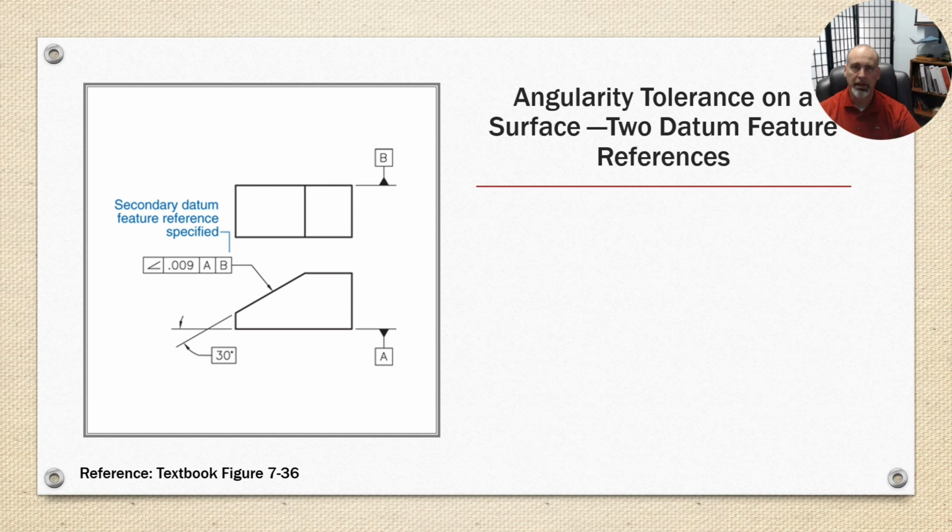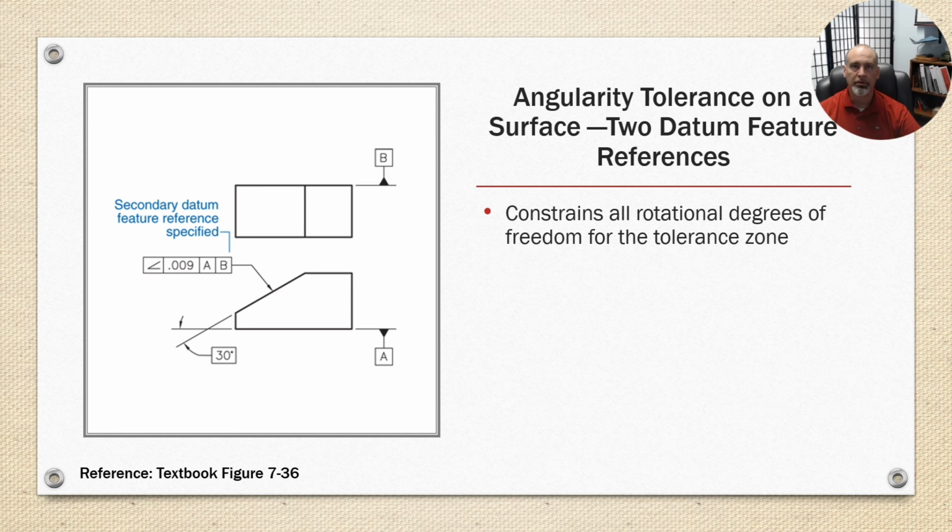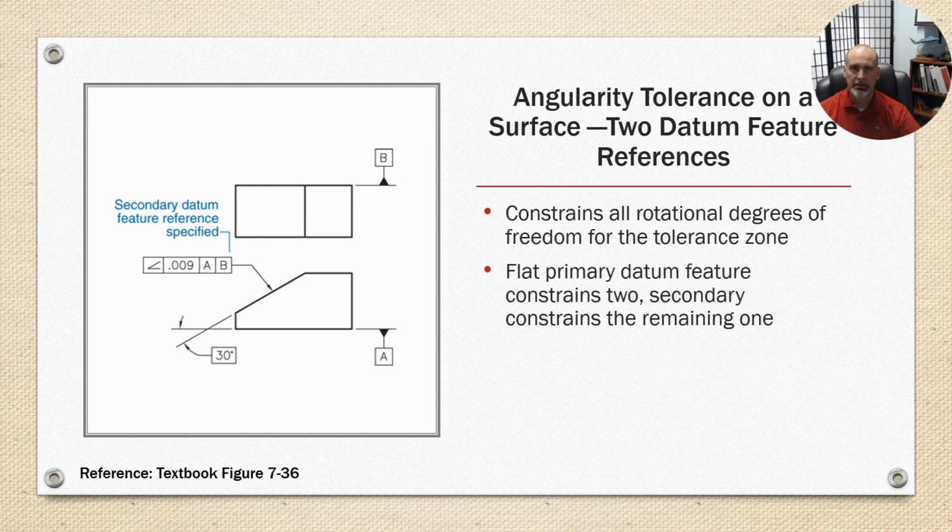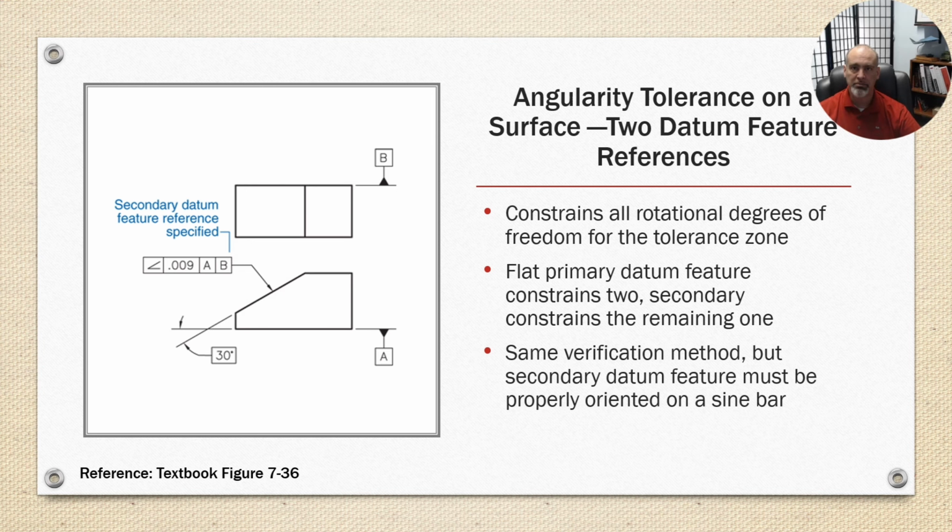The angularity tolerance on a surface with two datum feature references constrains all rotational degrees of freedom for the tolerance zone. The flat primary datum feature constrains two, and the secondary constrains the remaining one. So here we have datums A and B controlling this feature control frame. It's the same verification method, but the secondary datum feature must be properly orientated on the sine bar. And the part is rejected or reworked if the reading is too high.